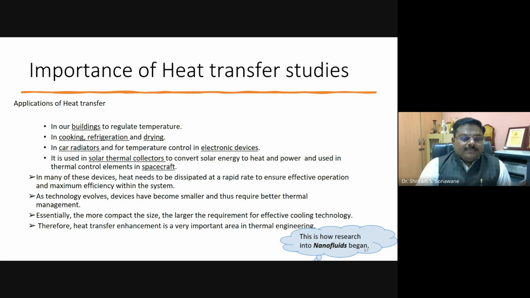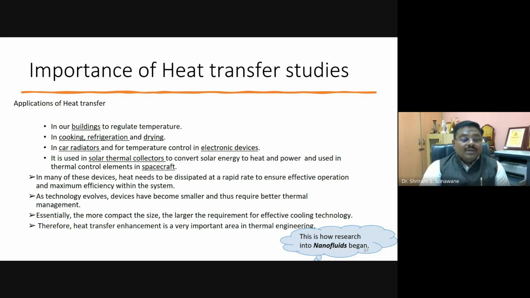Importance of heat transfer studies. Applications of heat transfer include buildings to regulate temperature, cooking, refrigeration and drying, car radiators, and temperature control in electronic devices. In electronic devices, if you use your mobile phones or laptops and thermal mismanagement happens, they may jam, or they can't work properly. If thermal mismanagement happens in your electronic system, it can't work efficiently. So we need thermal management in the electronic system. So nanofluid is the ultimate solution.